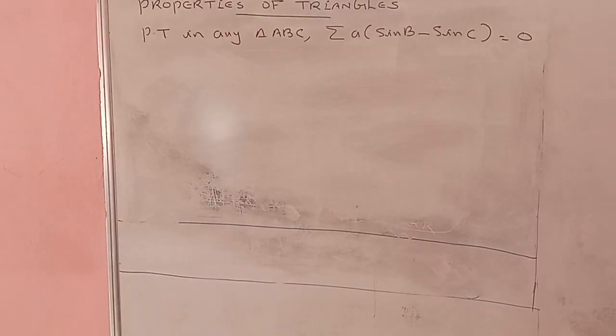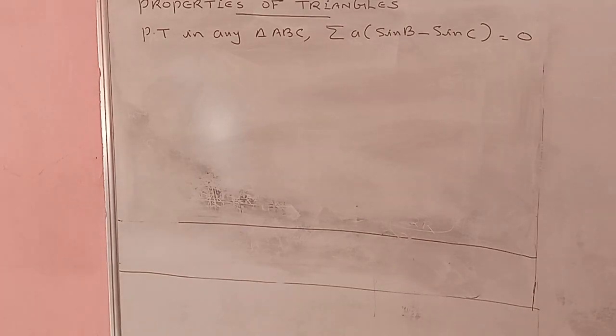First problem in this section. This is an important problem. Prove that in any triangle ABC, sigma a into sine B minus sine C is equal to 0. In the left hand side there is a sigma symbol. Sigma means sum of 2 or 3 terms. This is a problem related to a triangle. In a triangle there are 3 sides. Therefore, in this sum there are 3 terms. Sigma a is the first term, the second term is b and the third term is c.